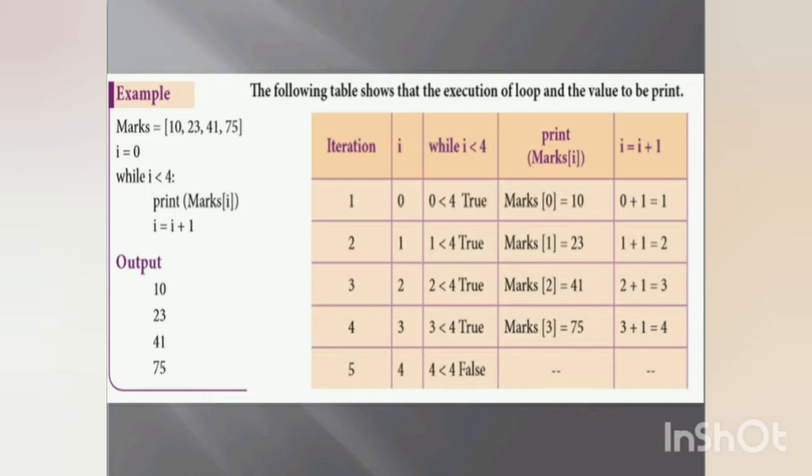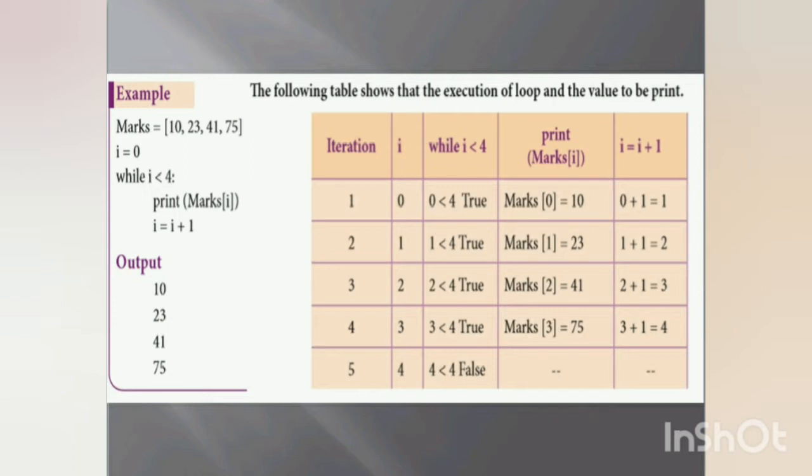Then again it will check the condition: 2 is lesser than 4. Yes, the condition is true. It will print marks of 2. What is in marks of 2 position? 41. It will print that 41. Then the I value is incremented by 1. The I value is 2, now increment by 1, 2 plus 1, 3. Now the I value is 3. It will again check the condition: 3 is lesser than 4. Yes, the condition is true. Then what is in marks of 3 position? That is 75. That will get displayed.